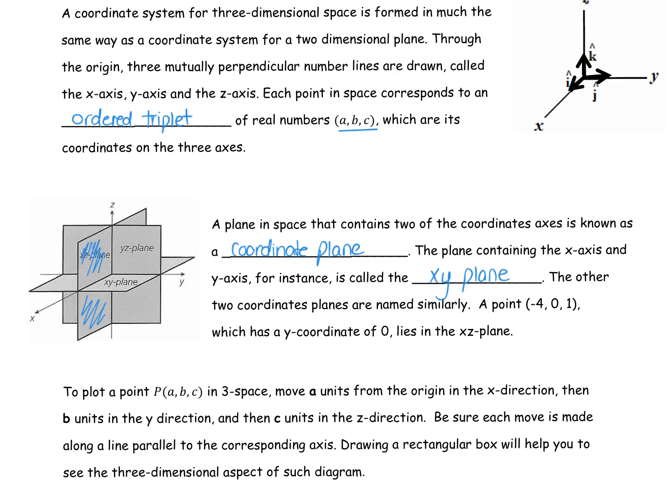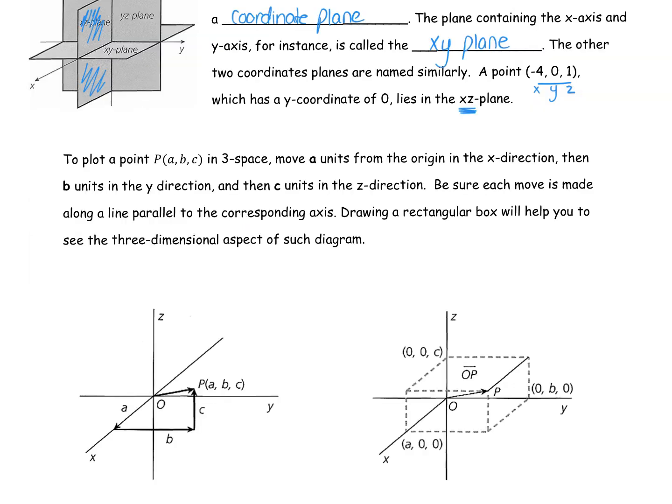For instance, a point that is -4, 0, 1, remember that this is x, y, and z, would be part of the xz plane. In order to plot a point in 3-space, for instance A, B, C, we're going to look at the axes, and it's important to remember the positive direction of the axes as above, and you just sometimes want to highlight it so you understand.